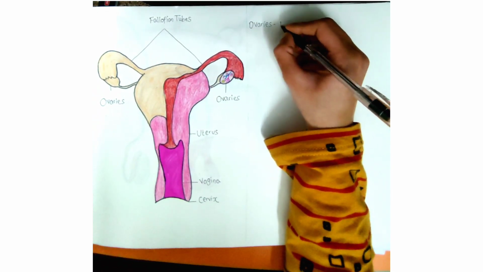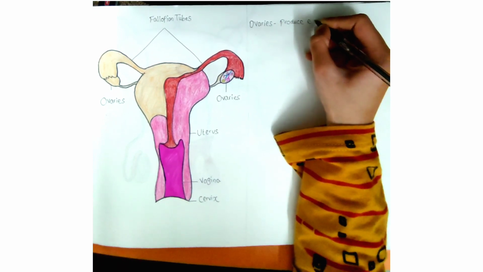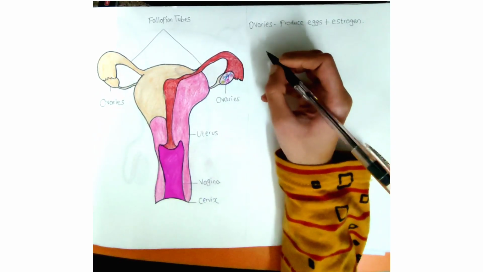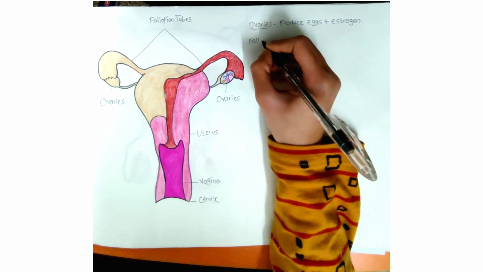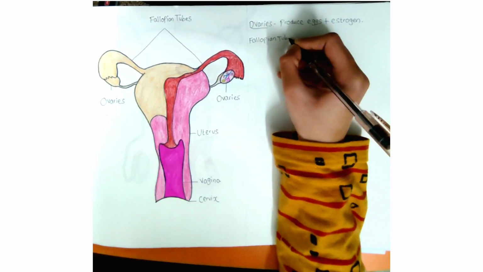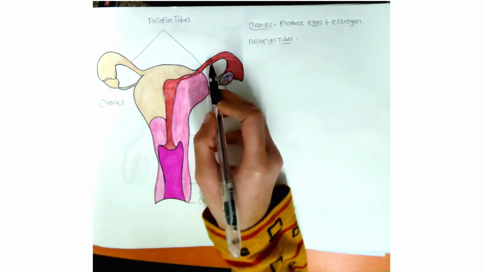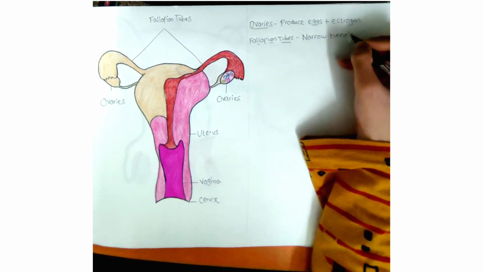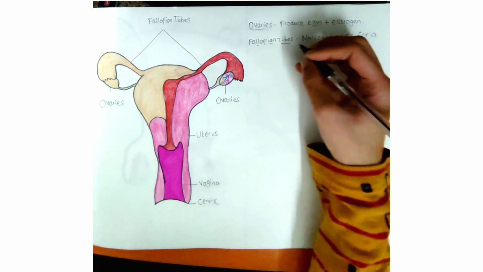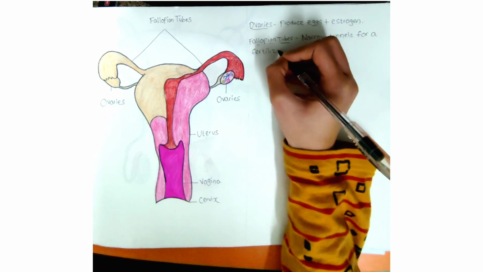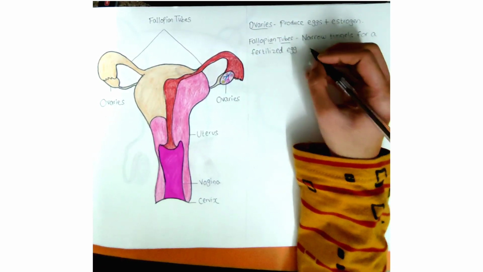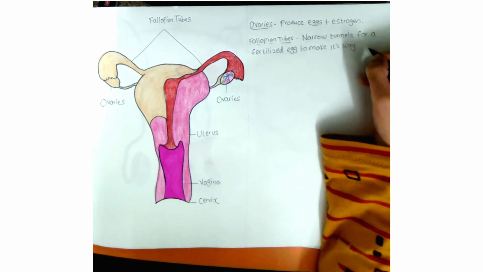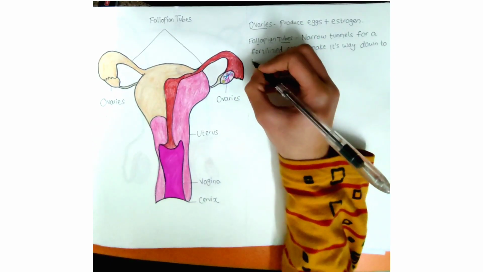So ovaries are responsible for producing the eggs each month, and they also produce the hormone estrogen. The next one is the fallopian tubes. What do these tubes do? These are like narrow tunnels which allow the egg to make its way down to the uterus. An egg will be released and it will travel through these tubes into the uterus. Then we have the uterus itself.